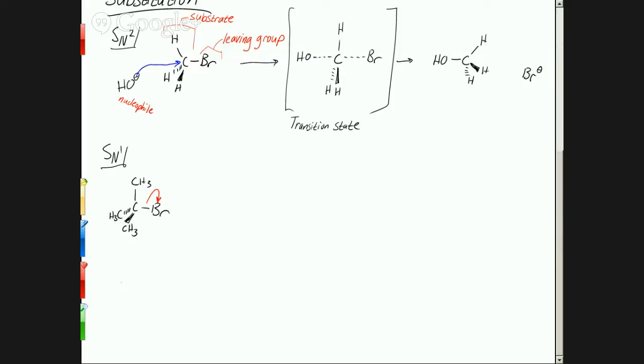So rather than the nucleophile coming in at the same time that the leaving group is leaving, which I should have drawn that arrow also, the leaving group leaves first. And then the nucleophile comes in later. So the leaving group leaves, and you're left with not a transition state, but an intermediate carbocation. That means you can isolate that, you can see that.